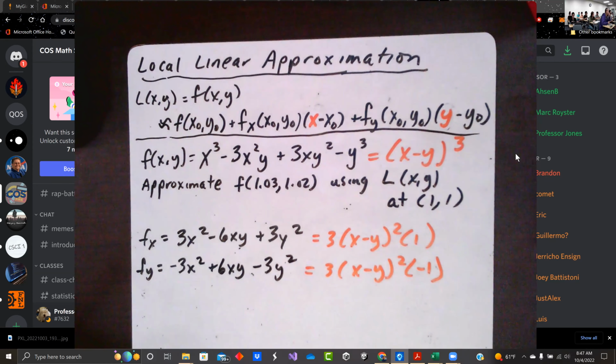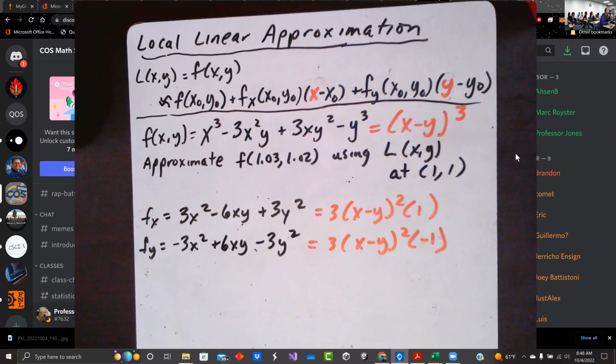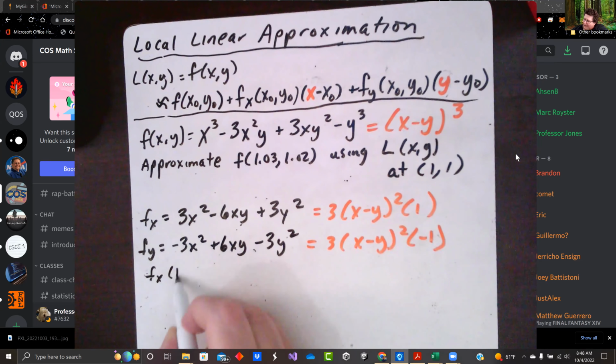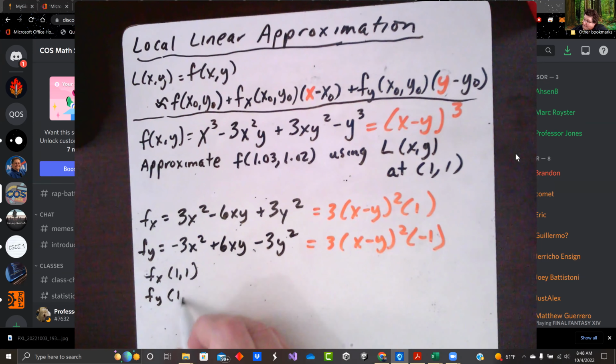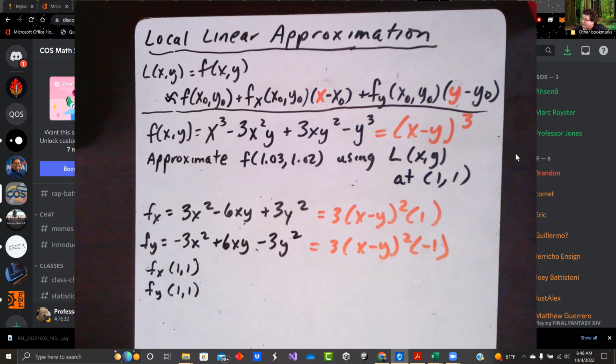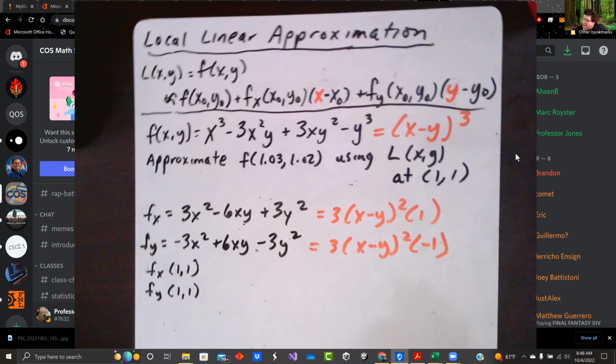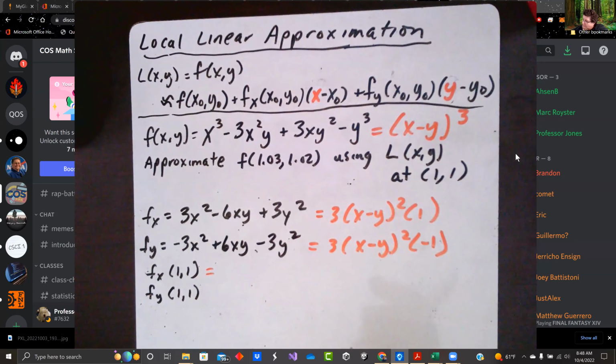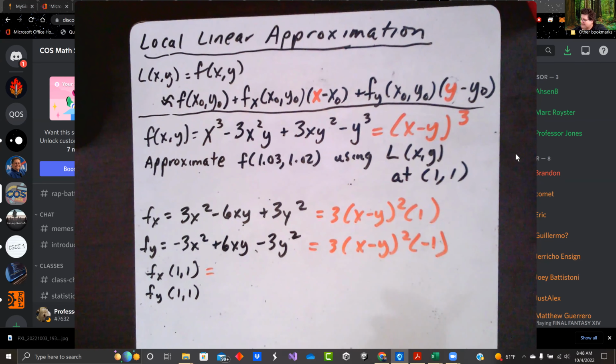Oh, Mr. Jones, you were such a sneaky bastard. That's what we went for yesterday. I thought we figured it out. It will come. But this makes approximating f of x at 1, 1 and f of y at 1, 1 pretty easy. Well, that kind of ruins the problem now, though, doesn't it? That's rude.